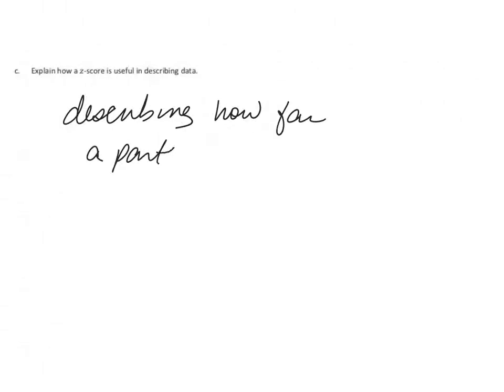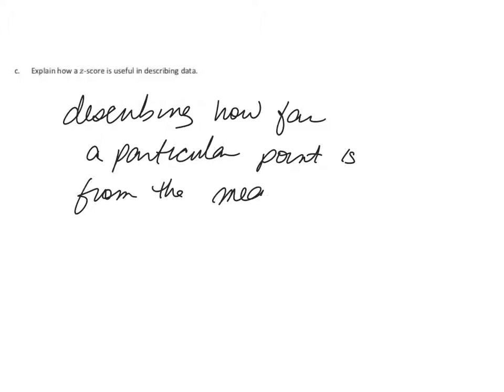Explain how a z-score is useful in describing data. A z-score is useful in describing how far data from a particular point is from the mean. So it's useful in describing how far a particular point is from the mean. So very useful.